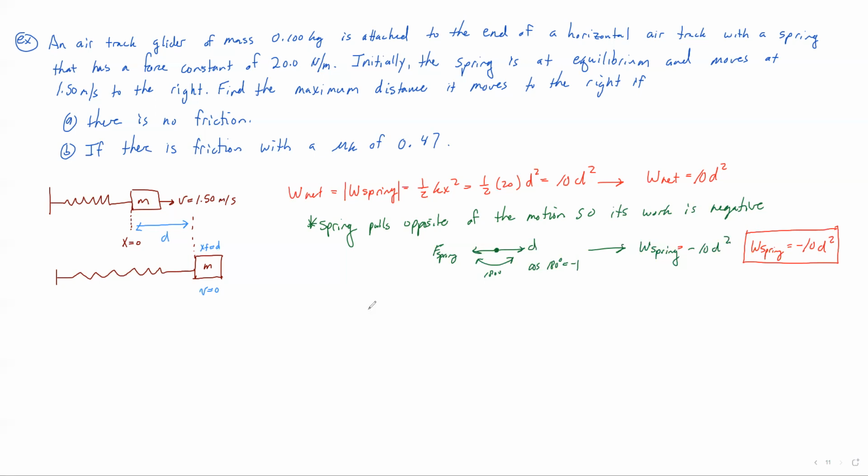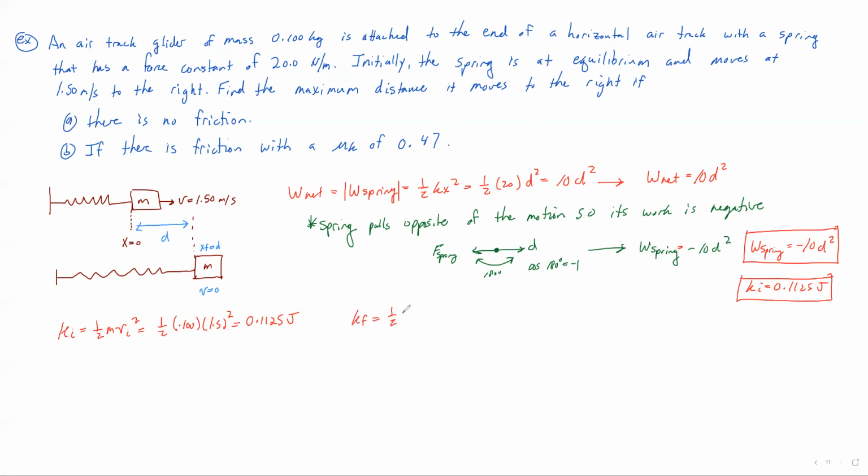Now, once I have that, the rest is pretty easy. If I want Ki, I know that's 1/2 m vi squared. That's 1/2, the mass is 0.100, vi is 1.5 squared, and when I work that out, it's 0.1125 joules. So Ki is 0.1125 joules.